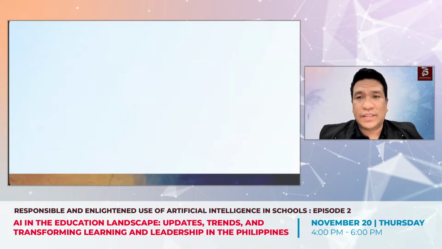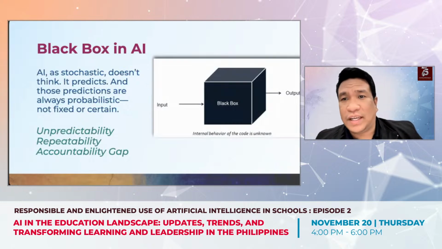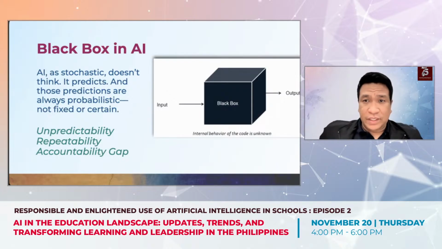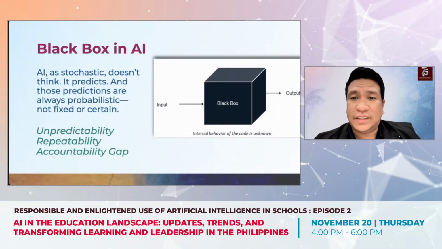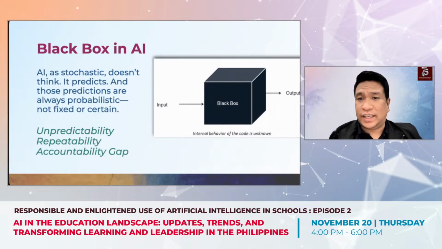Okay? So what does the black box in AI mean? AI as stochastic. We mean that it doesn't always give the same output, even if the input is the same. Its responses are generated based on probability distributions over words or tokens. It chooses the next word or phrase not by logic or understanding, but by calculating what's most likely based on its training data.